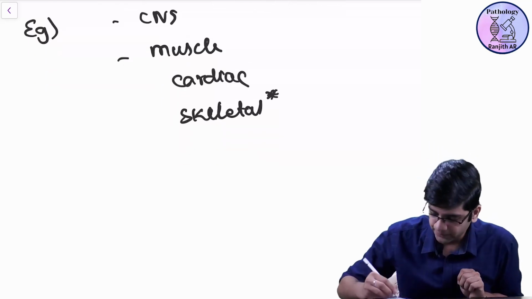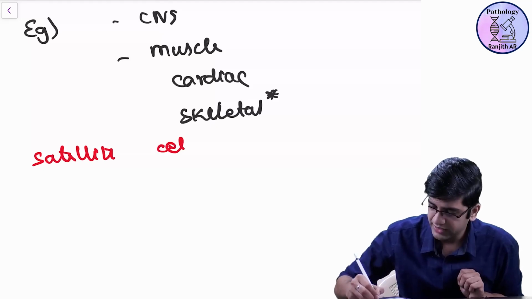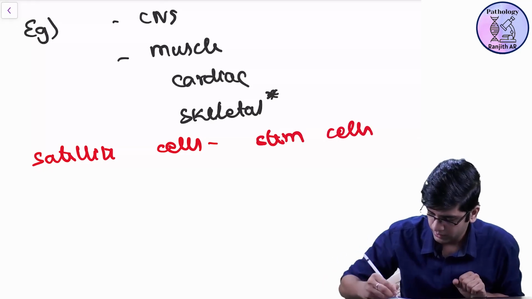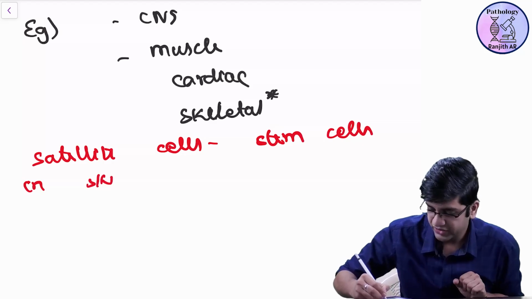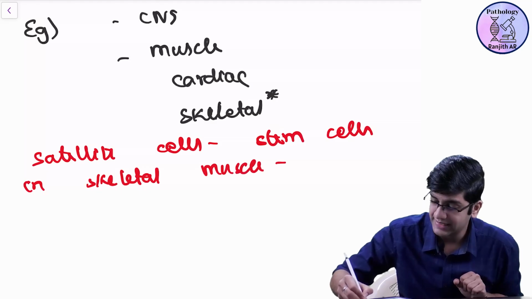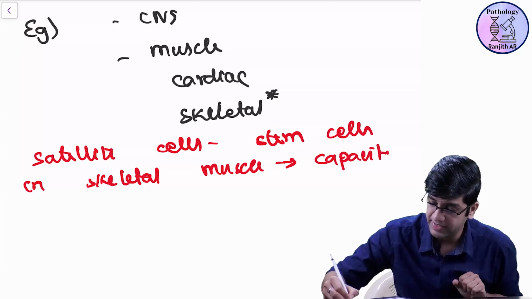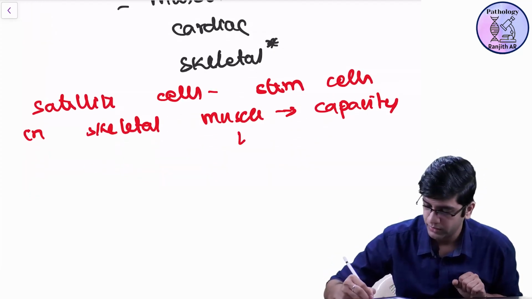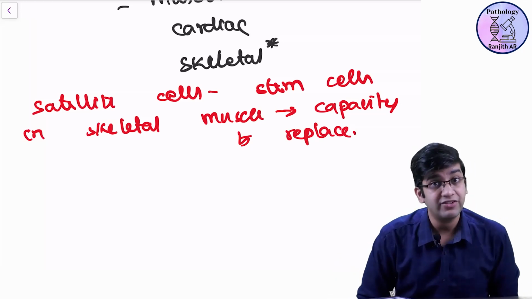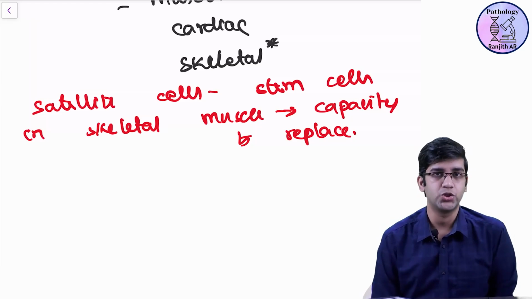Why it's a star is, there are satellite cells which are stem cells in a skeletal muscle. They can regenerate, they have the capacity to replace a damaged tissue. There are evidences for cardiac muscle as well. Even there are evidences for CNS as well. But still I keep them in permanently differentiated tissue only.